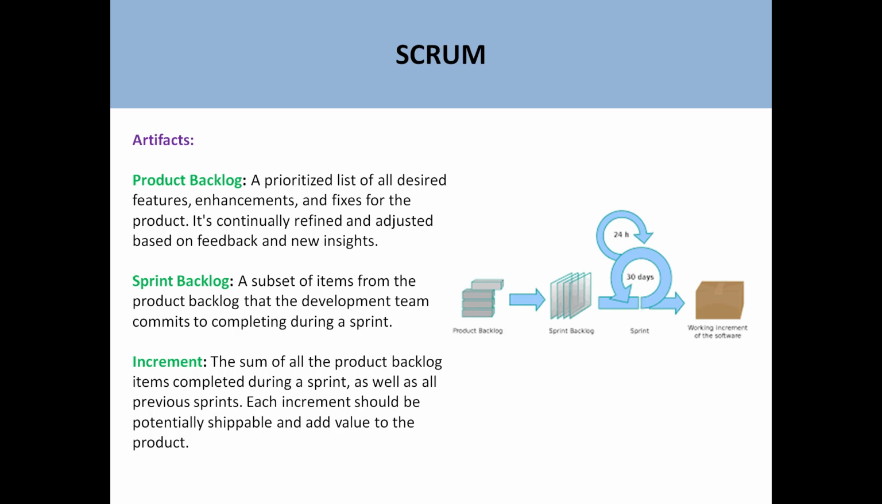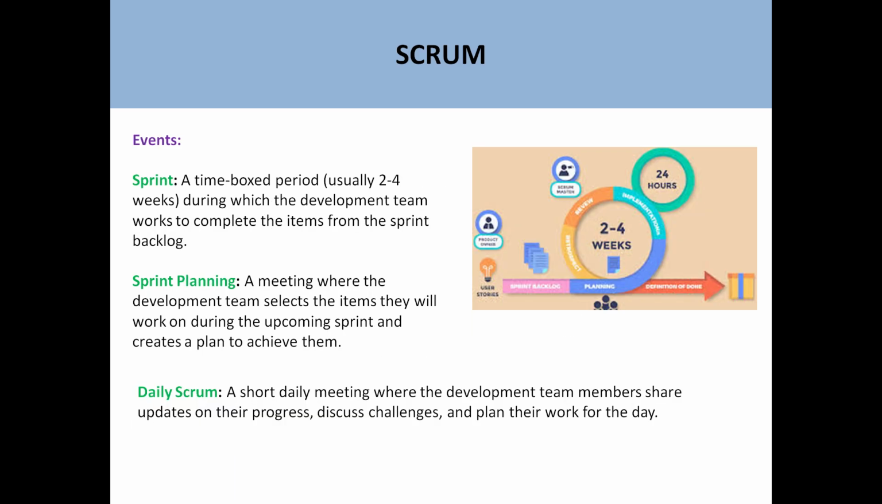Next is the increment. Now, what is the increment? The sum of all the product backlog items completed during a sprint, as well as all the previous sprints. Each increment should be potentially shippable and add value to the product. So that means, for example, in the first sprint, we have completed 10 tasks. Now in the next sprint we have completed 8 tasks. So increment means that 8 tasks have been added to the 10 tasks. So that means in total there are 18 tasks which are shippable and showable to the customer, and add value to the product.